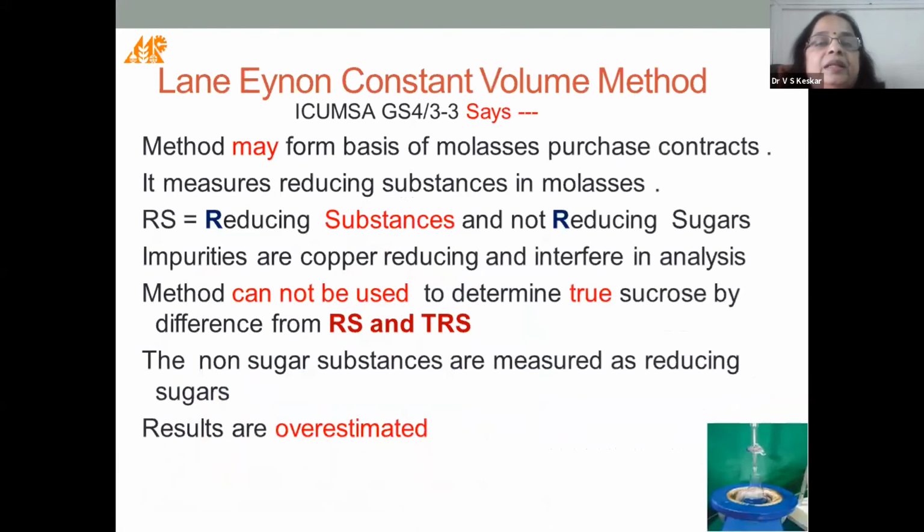Now we can take another method which is also very popular and convenient, but it is a little bit tricky. And in the next presentation, Dr. Nimbalkar will explain how the method is tricky and why the results vary from lab to lab. This is ICUMSA GS433, and the method itself says the method may form the basis of molasses purchase contract. It is not sure that it will be the basis of a molasses purchase contract. It may. It measures reducing substances in molasses.